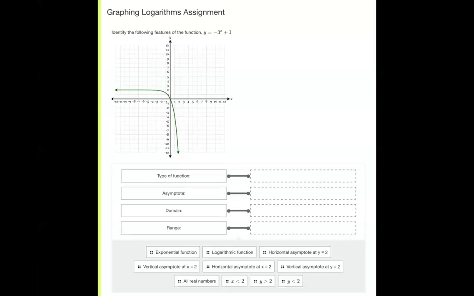So, okay, this one, type of function. Well, it doesn't say log up there. Look at that. That's one way to tell. It doesn't say log, so it must be an exponential. The asymptote is up here at, remember, if it's going horizontal, that's a y equals. So that's y equals 2. The domain would be all real numbers. And then the range is going to be y is less than 2. Because it got reflected, it went down instead of up.